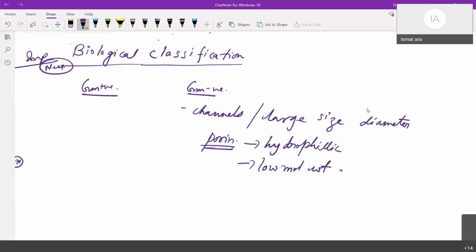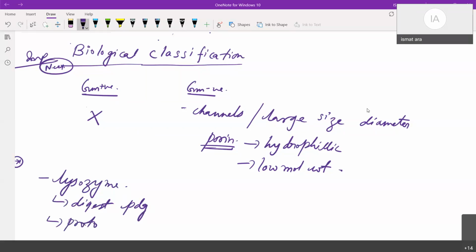But this type of channel protein, the porin protein, is absent in gram-positive bacteria. And the last difference, students: they don't have the layer of lipopolysaccharide. They have only the layer of peptidoglycan. So if you treat with the enzyme lysozyme, this enzyme will digest the layer of peptidoglycan in the case of gram-positive bacteria. The resultant structure is called protoplast.